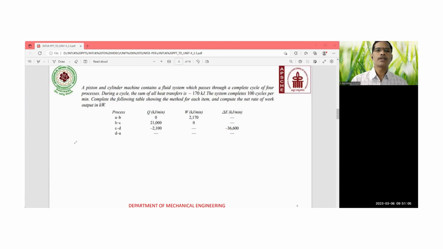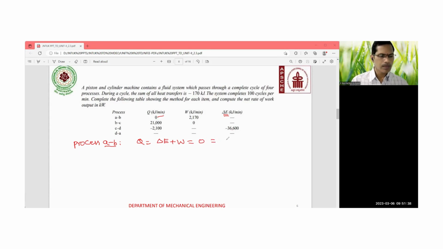So first thing is apply the first law of thermodynamics. In each and every case, you have to apply it to the process. So the process A to B, right? In the process A to B, apply the first law of thermodynamics: Q is equal to delta E plus W. Then in this process, what is given? It is given as 0.